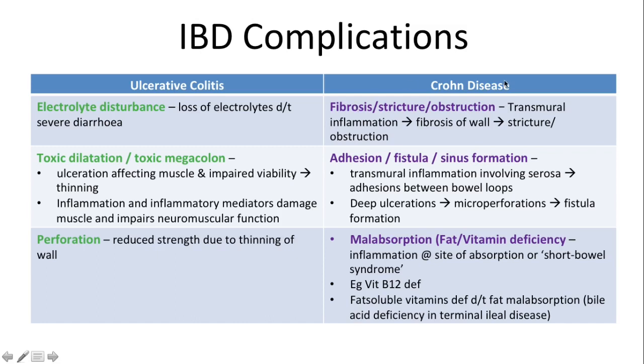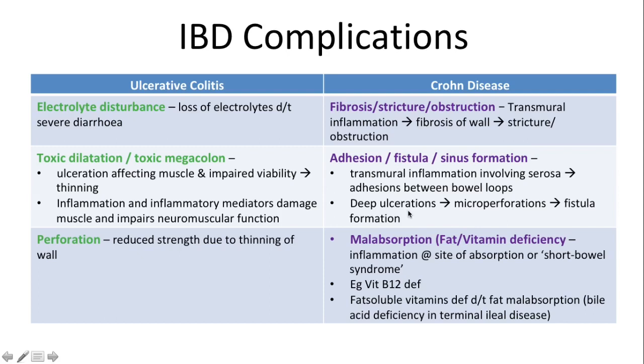The complications for Crohn's disease include fibrosis or stricture or obstruction, and this is because the transmural inflammation that occurs in this case will induce fibrosis of the wall, which leads to stricture and obstruction. Another complication is formation of adhesion. Okay, so adhesion is when one loop of bowel sticks to another, or formation of fistula or formation of sinus. And this is again as a result of transmural inflammation, which involves the serosa, and this will lead to formation of adhesions between the bowel loops.